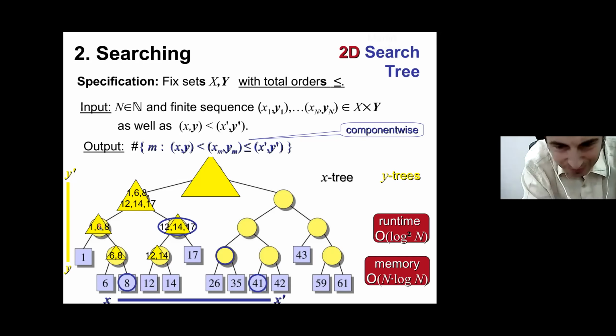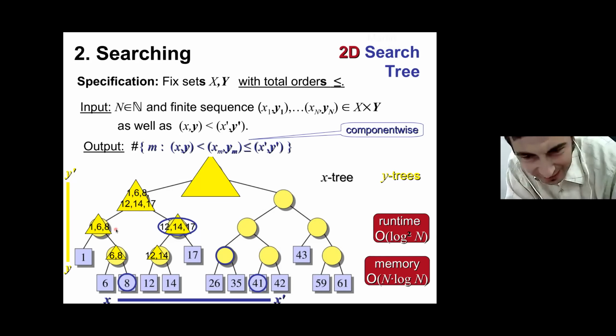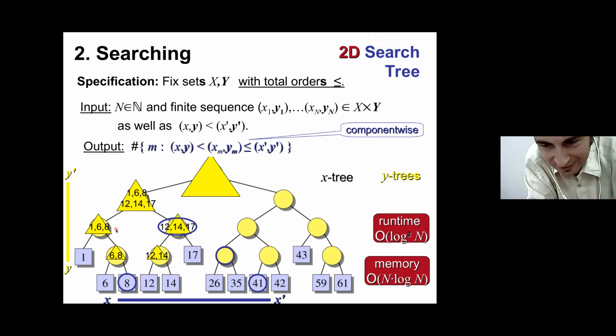So let's try to think about it. Maybe we will talk about this problem later on again. So this is at least the idea. We haven't written a pseudocode about it, but this is at least the idea. So you have a tree of trees, and then you descend first with respect to the x coordinate, and then with respect to the y coordinate. And every time you descend, it will cost you a factor of log of n. So you need to descend twice. Now you have log squared of n.